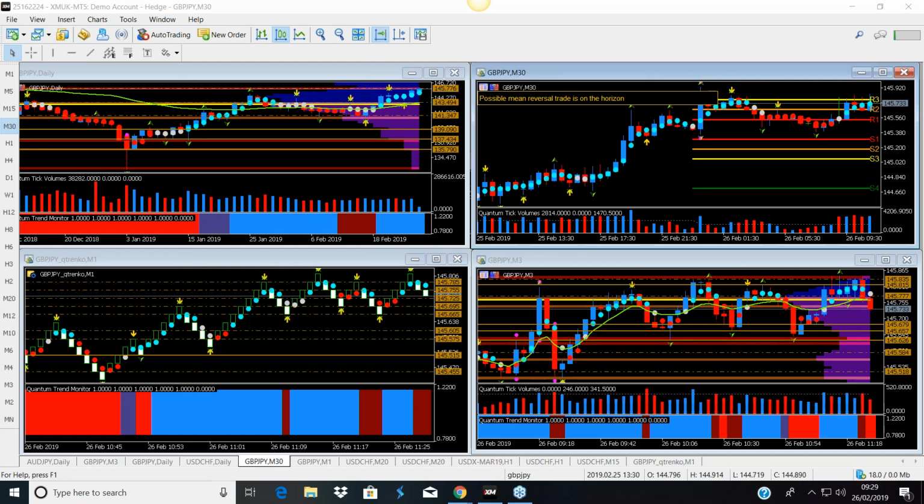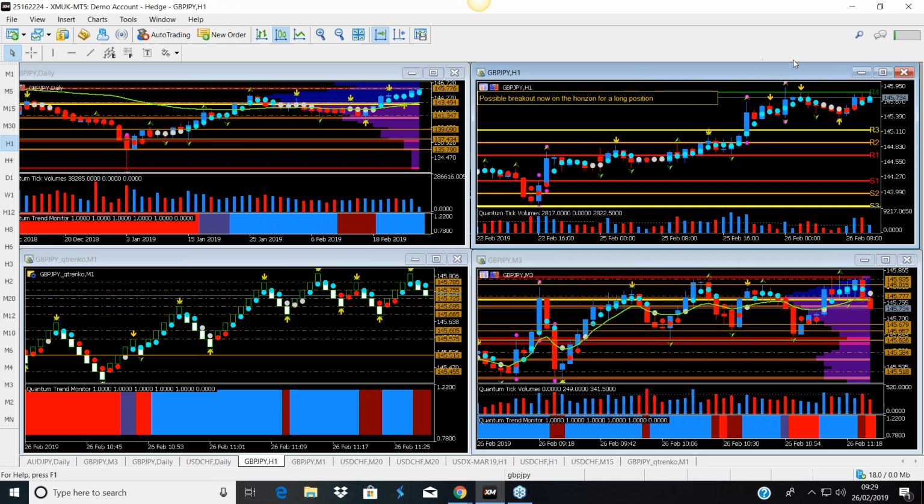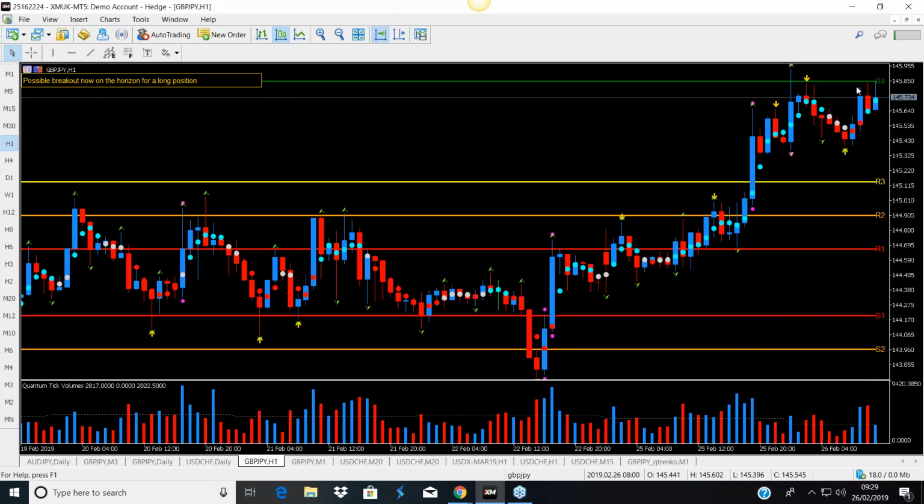Okay, we're just back on the dear old pound yen, and back on the hour. As we can see here, that's on 30-minute. There we are. That's the critical level. If this is one of yours, for an entry, well, clearly it's got to go through that level here.